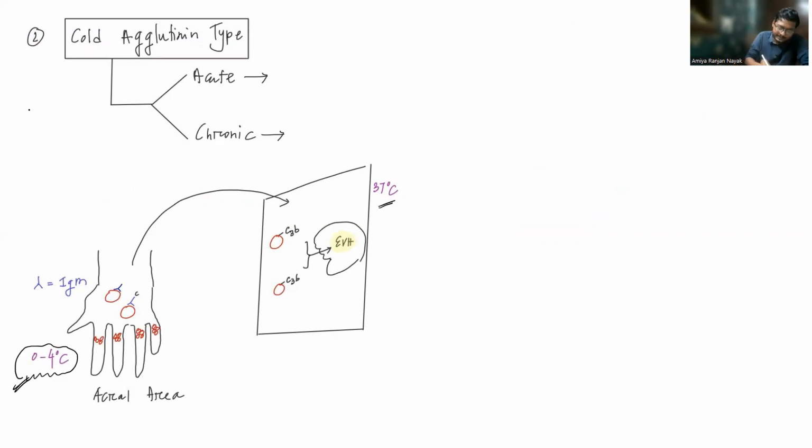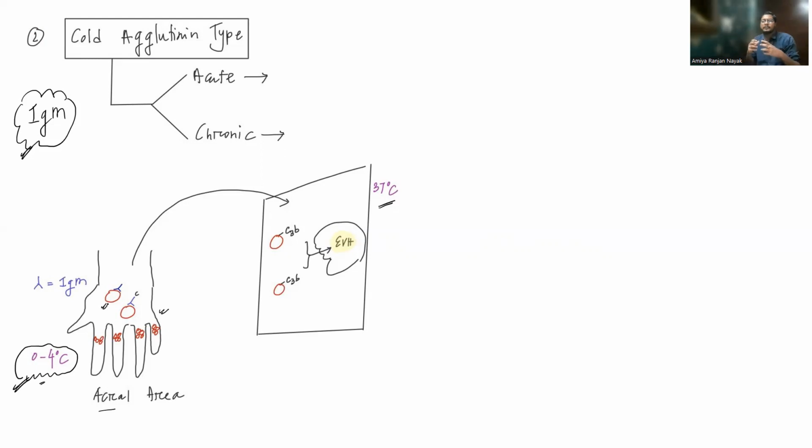Usually these are IgM antibodies. I told you warm type antibodies are IgG and IgA, and cold type antibodies are IgM antibodies. So what happens now? Let us understand the pathogenesis. Usually they will bind to the RBCs in the acral area. Acral area means the hands and the feet. Sometimes our acral area is exposed to extreme cold temperatures, and at that temperature, these IgM antibodies will bind to the surface of the RBCs.